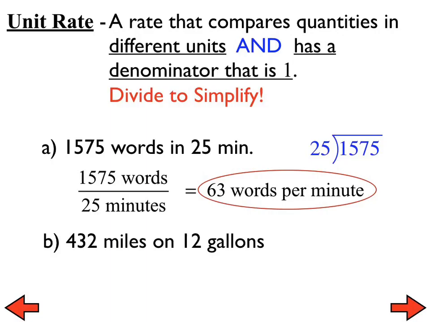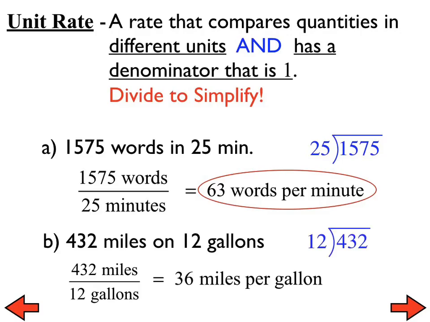Then miles and gallons, those are two different things. So comparing those, you have to divide to simplify. And this gives you 36 miles per 1 gallon. Everyone okay with unit rate, right?